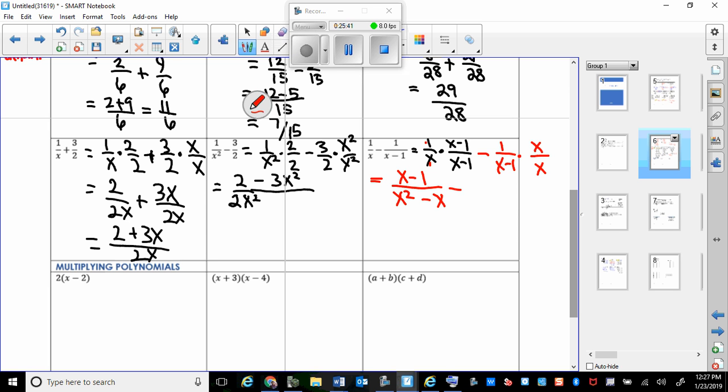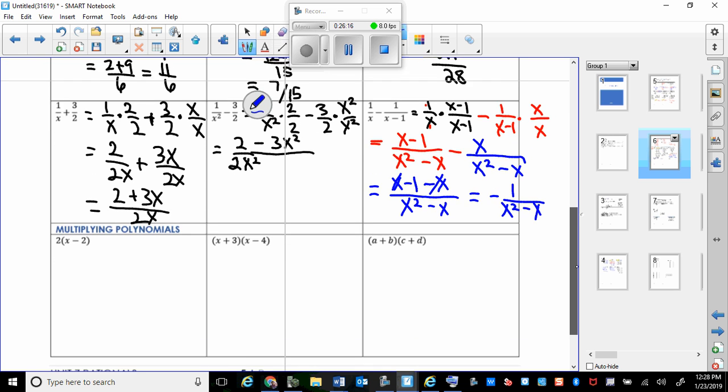Over here on the right, minus 1 times x on the top is just negative x. On the bottom, x times x is x squared. Negative 1 times x is negative x. You can see your denominators are the same, so we just combine x minus 1 minus x on the top, divided by x squared minus x. x minus x just cancels, equals negative 1 over x squared minus x.